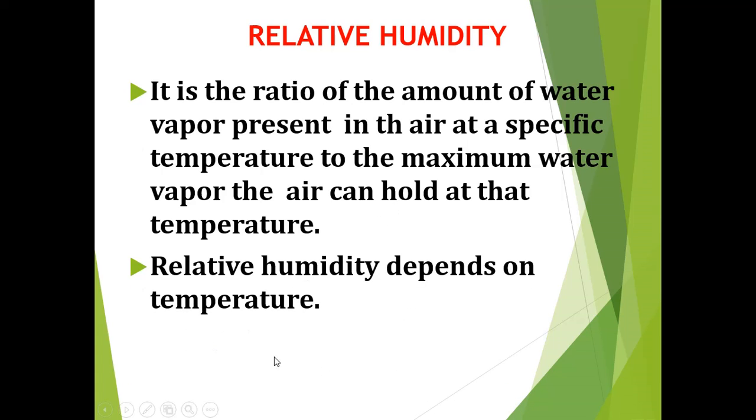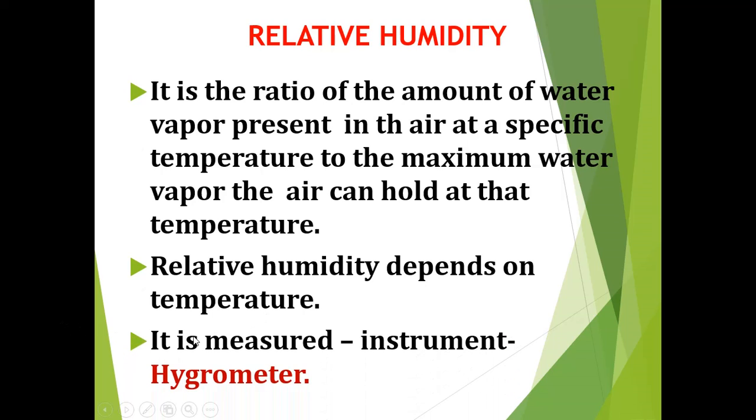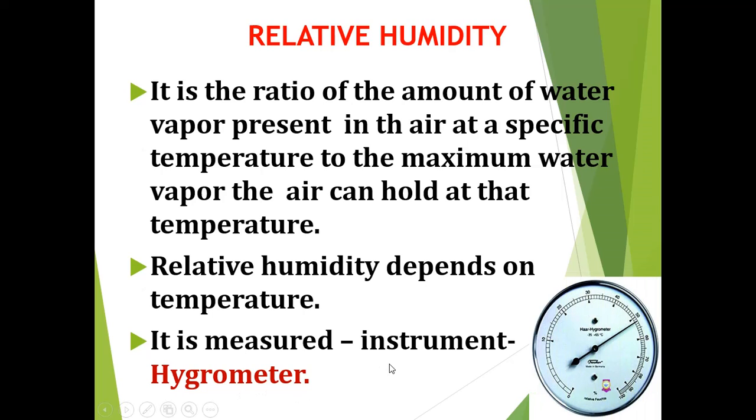Relative humidity depends on temperature. So the factor responsible for relative humidity is temperature. And relative humidity is measured by using an instrument called a hygrometer. So, which is the instrument used to measure relative humidity? Hygrometer. In this picture, you can see the diagram of a hygrometer, which is used to measure the relative humidity of the air.